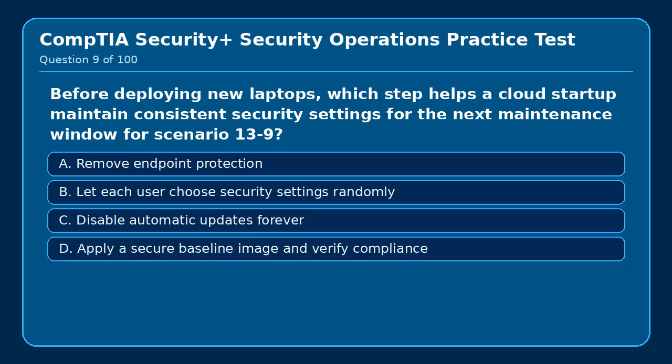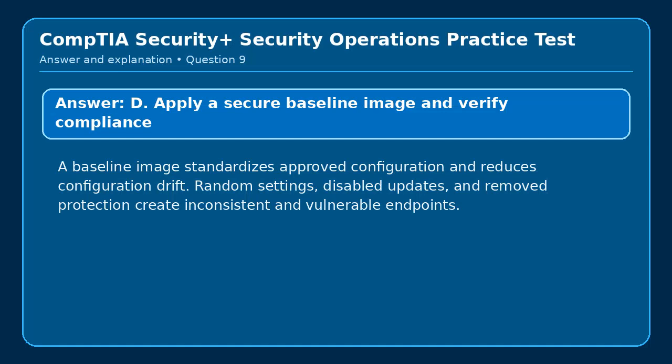Take a moment to choose your answer. The answer is D. Apply a secure baseline image and verify compliance. A baseline image standardizes approved configuration and reduces configuration drift, random settings, disabled updates, and removed protections.